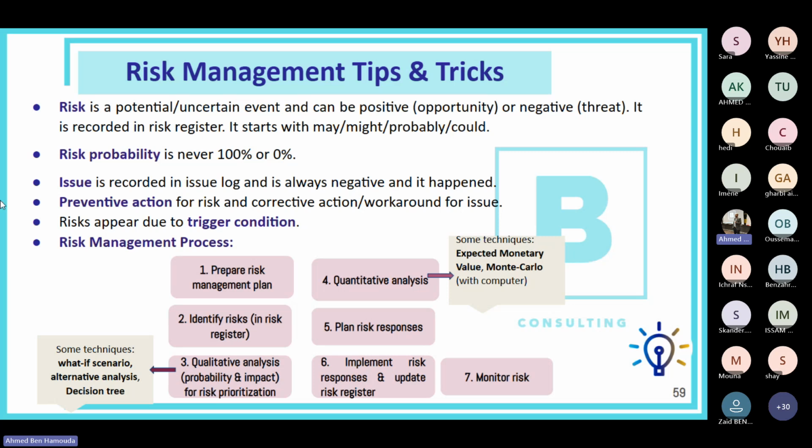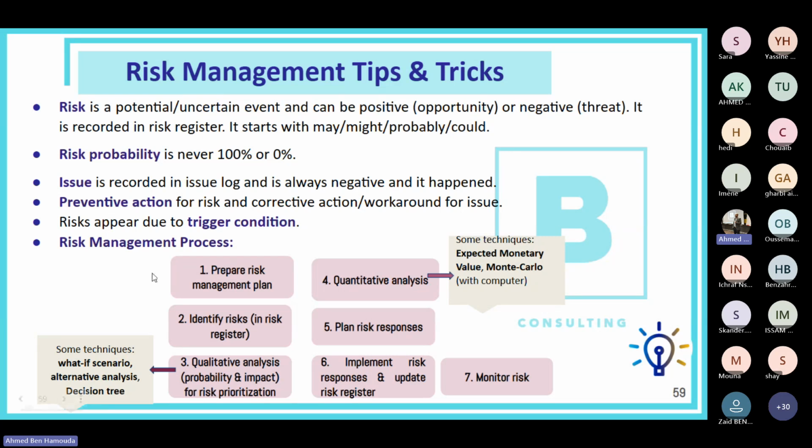Okay. Risks appear due to a triggering condition. So there must be a triggering condition in order to have a risk. And that triggering condition must be related to the project. So there could be risks, and they could have a trigger, but if it's irrelevant to the project, then there's no need to include it in the project's risk register.